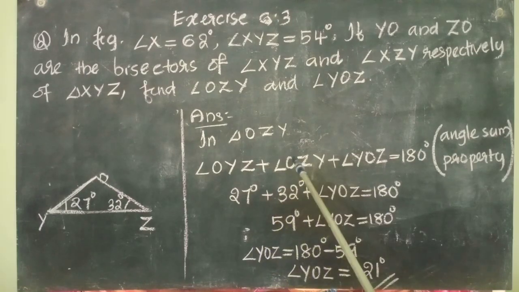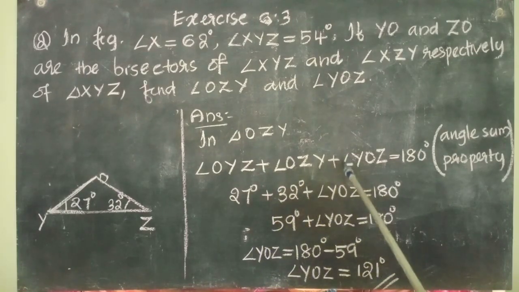27 degree plus 32 degree plus angle YOZ equal to 180 degree. That is 59 degree plus angle YOZ equal to 180 degree. Angle YOZ equal to 180 degree minus 59 degree. That is angle YOZ equal to 121 degree.